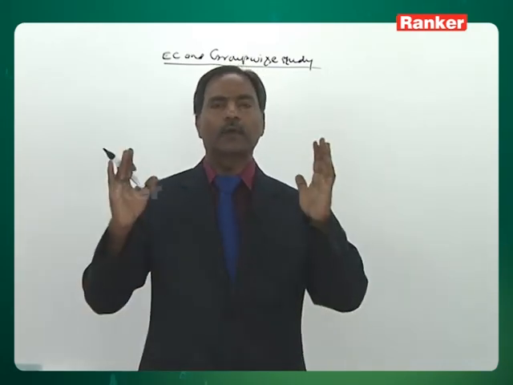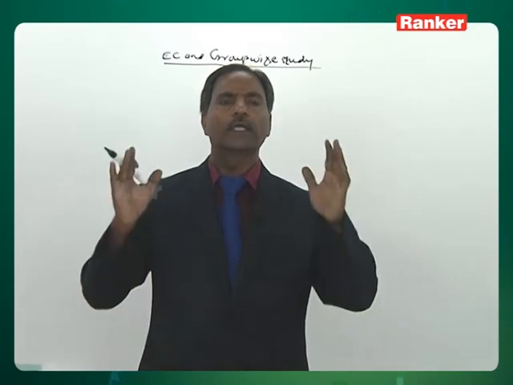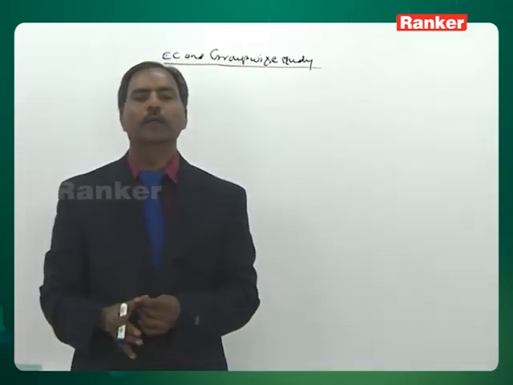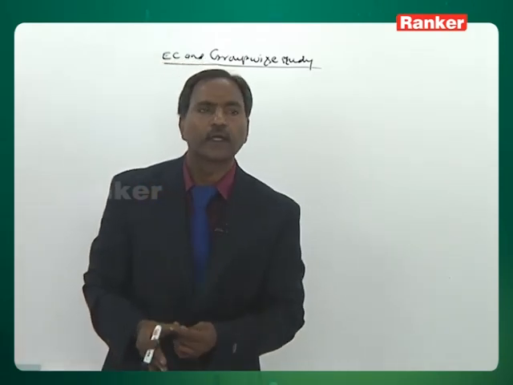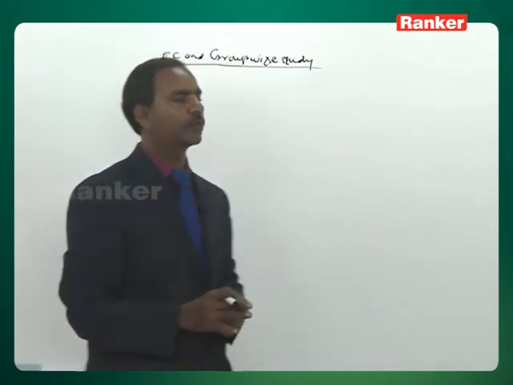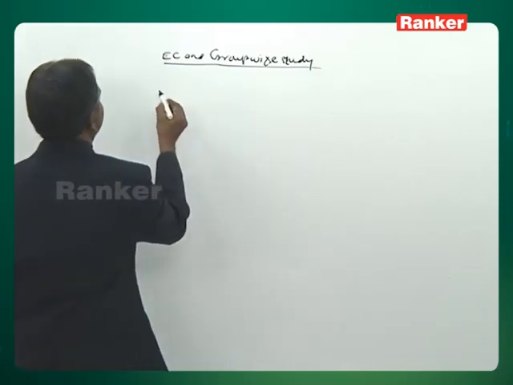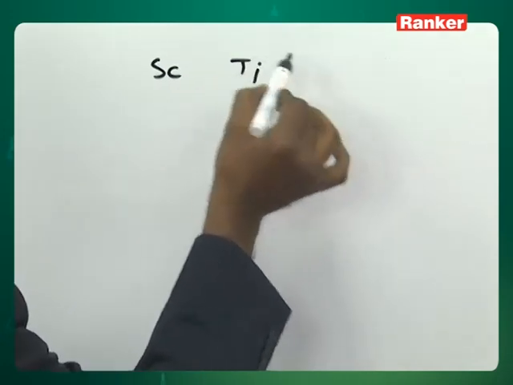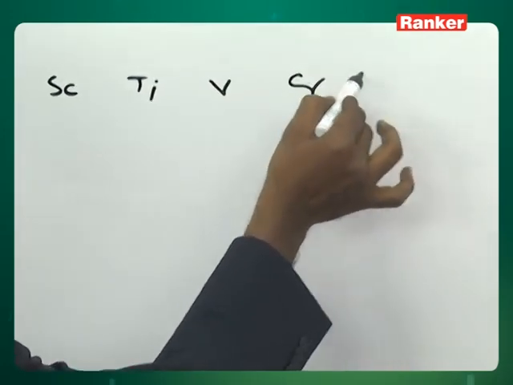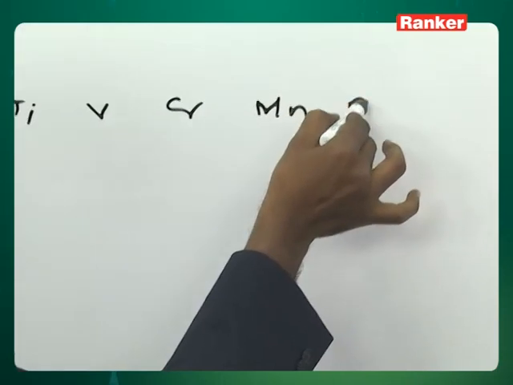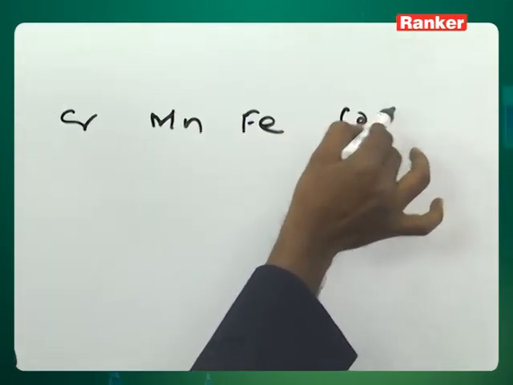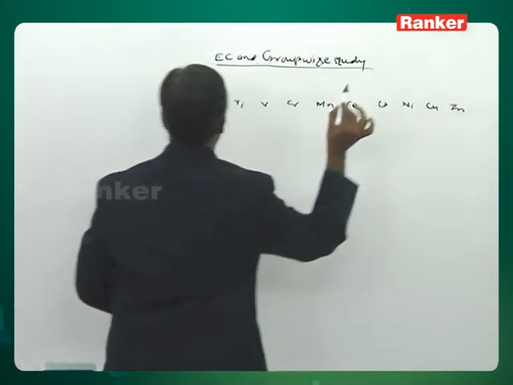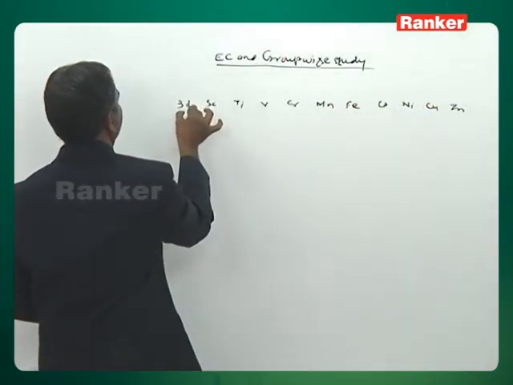But all the D block elements are classified as what? B subgroups. Now, in the case of scandium, titanium, vanadium, chromium, manganese, iron, cobalt, nickel, copper and zinc, let me say it is the 3D series.